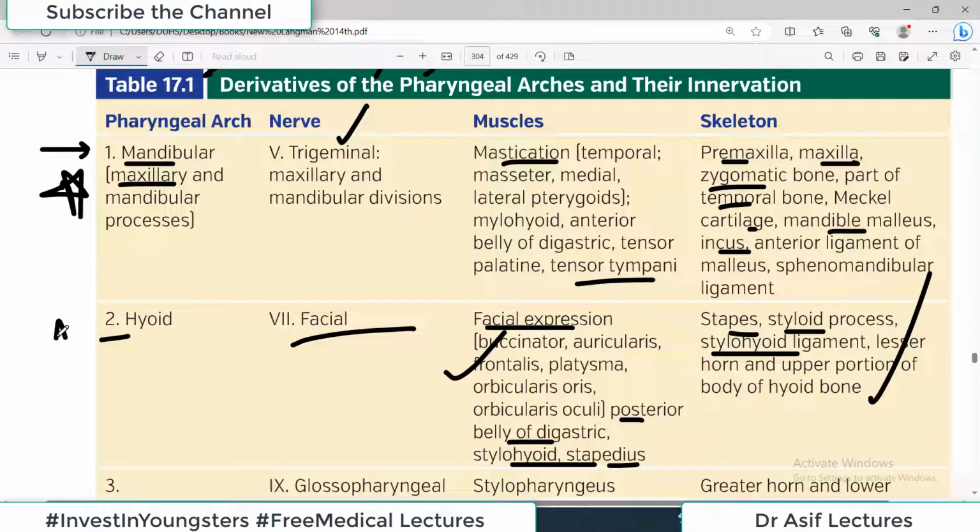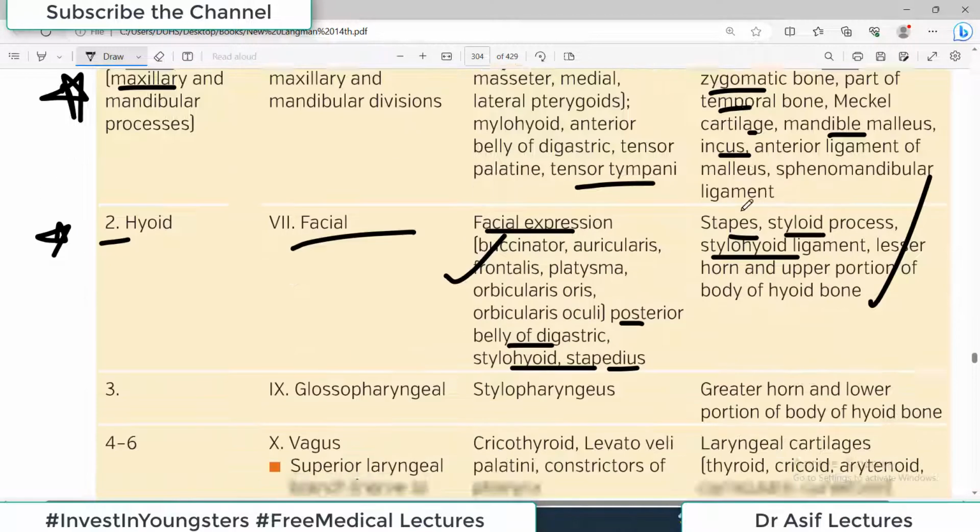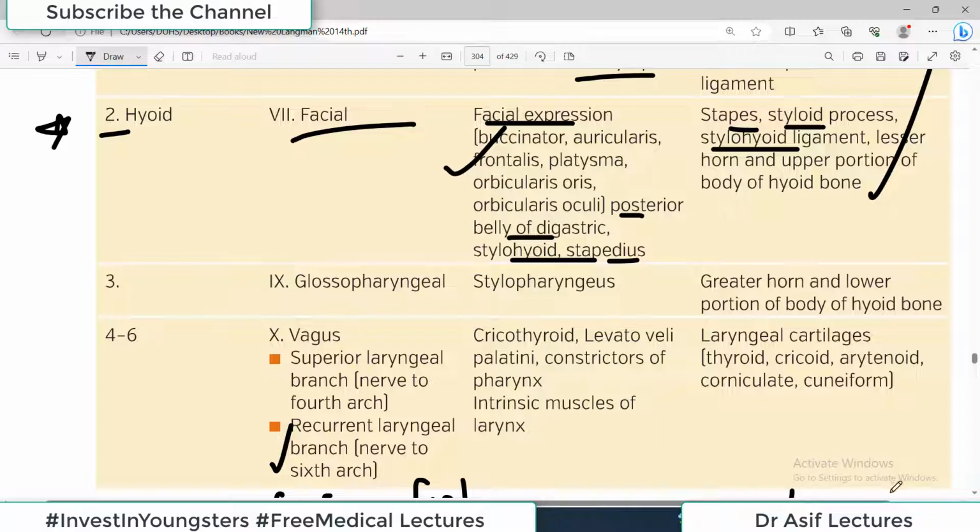Okay, so keep reading the table one by one कि कौन सी arch है, उसकी nerve supply क्या है, muscles कौन से derive हो रहे हैं, skeleton कौन सा derive हो रहा है. ठीक है, तो अभी हम text पढ़ेंगे, लेकिन you should be able to now read this. Third pharyngeal arch की nerve supply क्या है? Glossopharyngeal. Muscle कौन सा derive हो रहा है? Easy to remember, only one, stylopharyngeus. And the bones, hyoid bone के greater horn and lower portion of the hyoid.